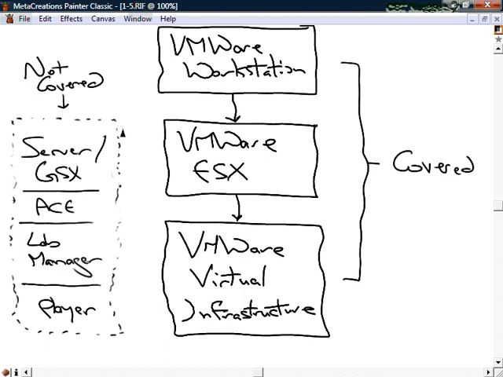We're not going to talk about Lab Manager, which allows you to automatically deploy machines for lab purposes, for dev test, or for development purposes. But this is, again, another skin on top of Workstation that allows you to more rapidly deploy those systems.